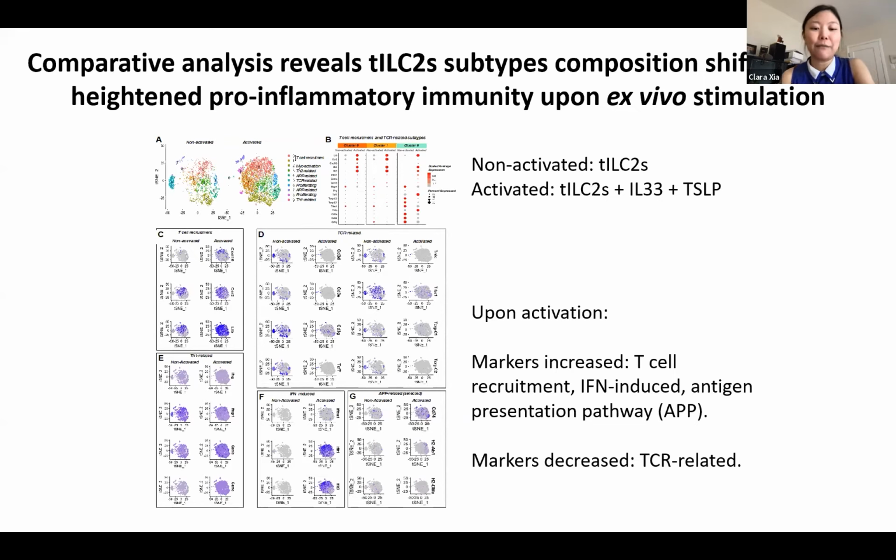So collectively, we identified a heterogeneous ILC2 population with different immune subtypes that can be shifted towards a more pro-inflammatory genotype upon activation, with the main contribution to T cell recruitment power. This shift suggests that ex vivo manipulations can modify transcriptional profiles of ILC2s and better prepare them for cell-based immunotherapy. And even better, maybe we can select for subtypes that are most effective at eliminating tumors. Thank you, and I'll be happy to answer questions.